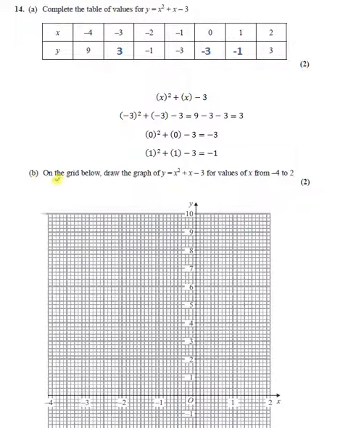Part B. On the grid below, draw the graph of y equals x squared plus x minus 3 for the values of x from minus 4 to 2. Now that is the table that we've just drawn out. So what we need to do is to plot the values when x is minus 4, so there's minus 4, y equals 9. So we need to plot this value here.